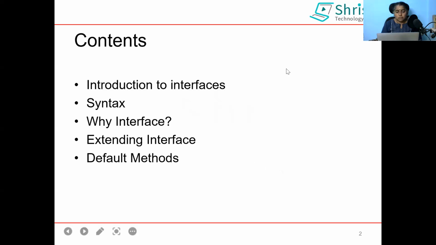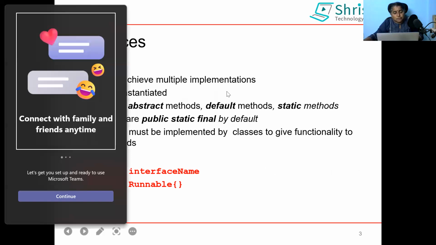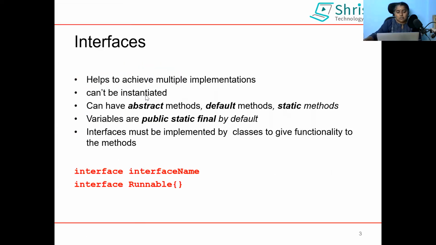Now, let us see whatever we have seen till now. Interface helps to achieve multiple implementation. Whenever you want to get different functionalities for your class, use interfaces. Interfaces cannot be instantiated. That is, you cannot create objects. Interfaces can have abstract methods, default methods, static methods. We will discuss these two later. The variables are by default public, static, and final.